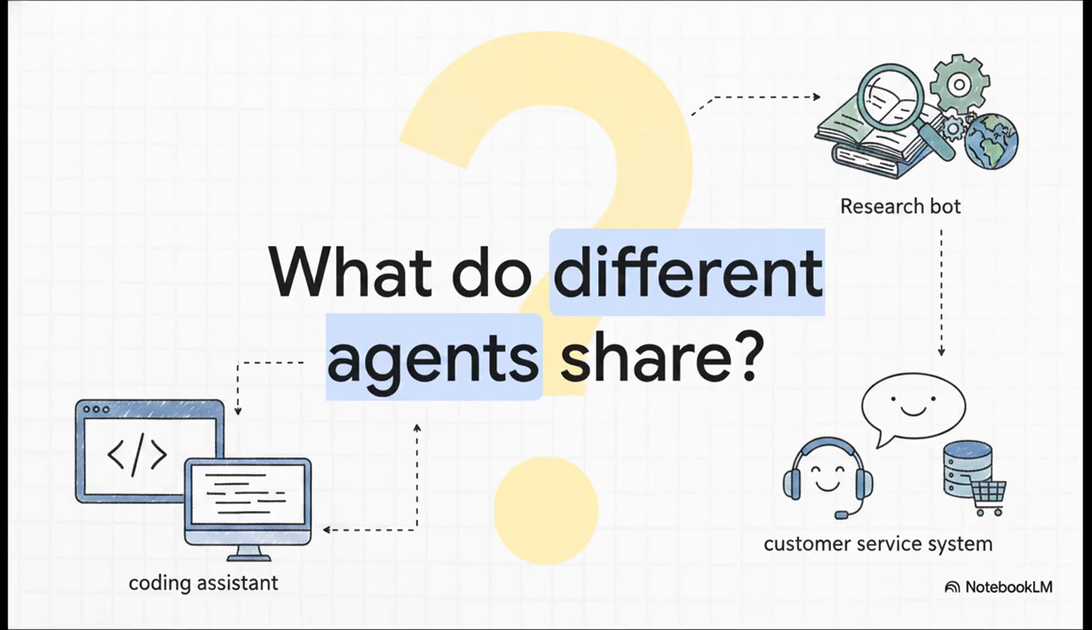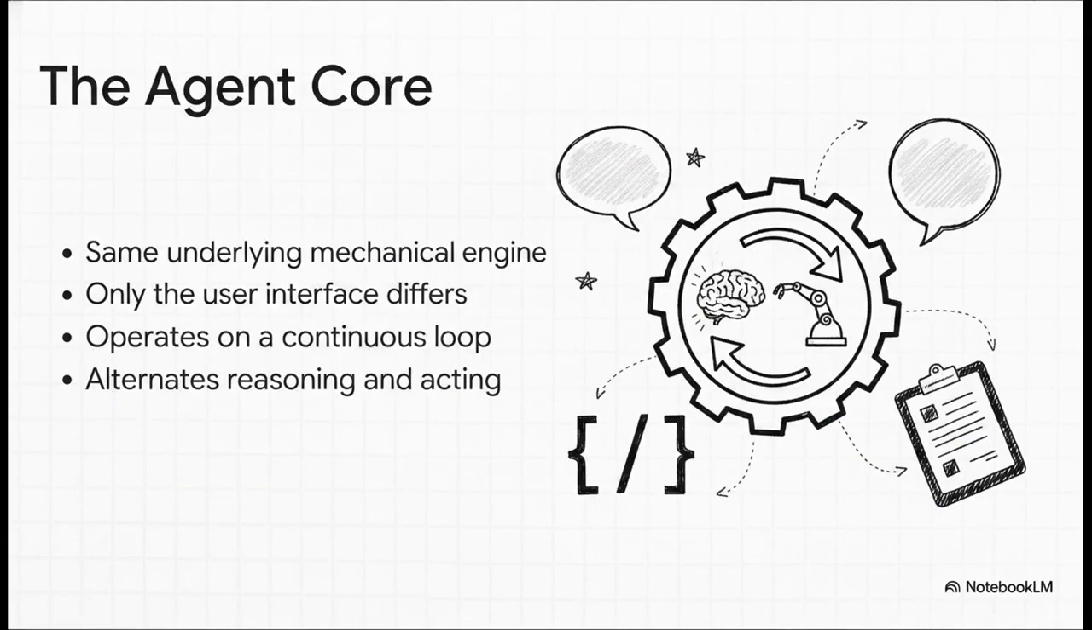On the surface, these look like wildly different products, right? A coding assistant is actively writing software in a developer environment, a customer service bot is digging through databases to process a refund, and a research bot is out there scouring the web for academic papers. These seem completely distinct. But here is the reality.